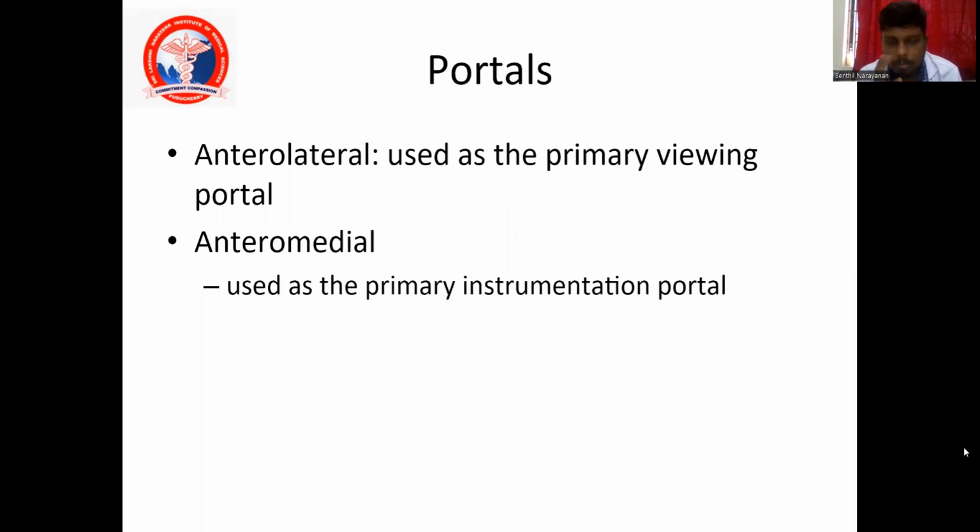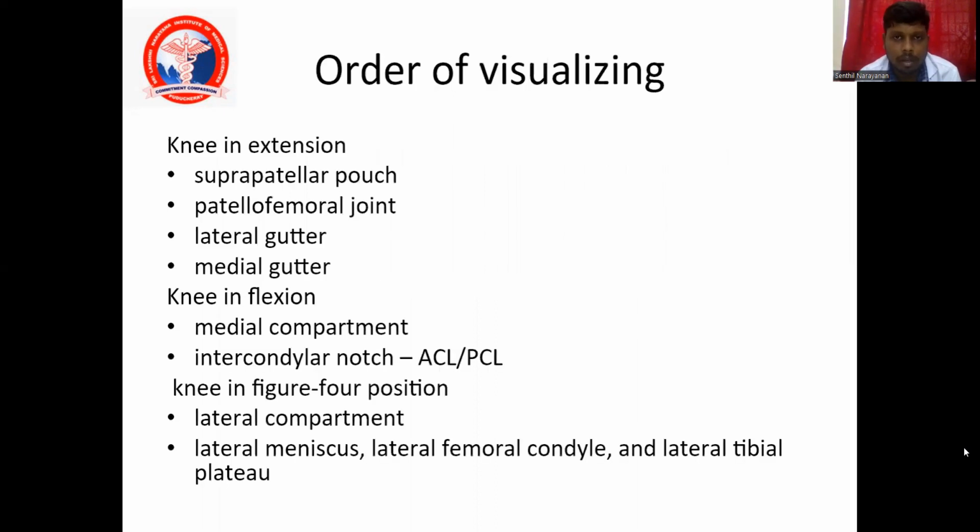So portals, there are 2 portals, one is the anterolateral portal and one is the anteromedial portal. The anterolateral portal is used as the primary viewing portal. The anteromedial portal is used as the primary instrumentation portal. You insert the scope in the anterolateral portal and insert the instruments and cannulas in the anteromedial portal to work. It's a working portal. Anteromedial portal is a working portal, anterolateral portal is a viewing portal.